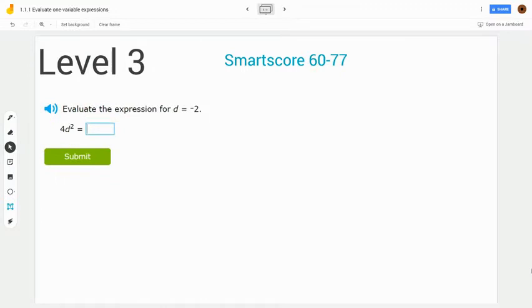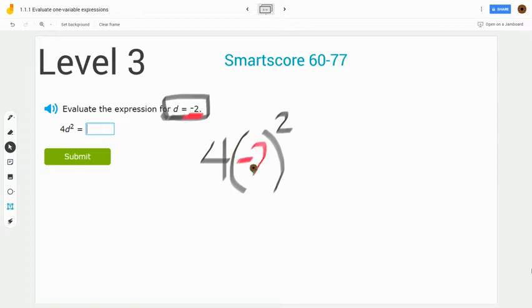Getting into level 3, it gets a little more complicated. Now notice that our variable is equal to a negative number, negative 2. That's okay. So 4d to the second power. That really means 4 times, and d is, remember, a variable, so it represents a number. In this case, we do know that the number is negative 2. So 4 times a number squared. The way I would set that up is 4 parentheses squared. Now we happen to know that that number is negative 2, so I can plug negative 2 inside the parentheses.